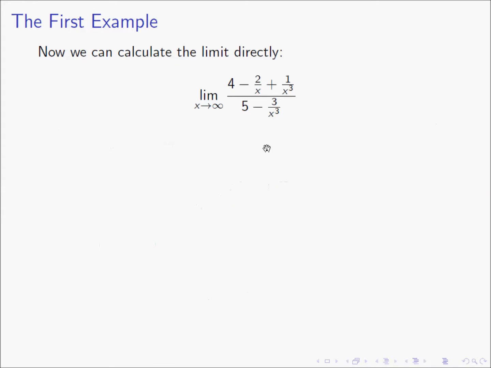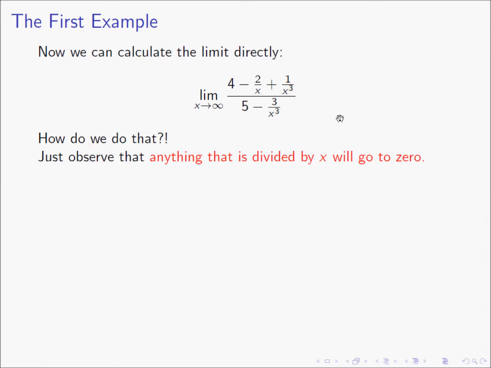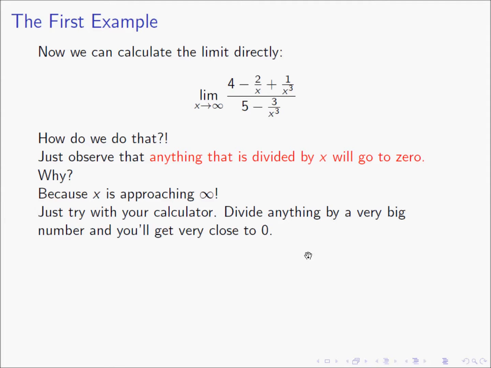Now we can calculate the limit of this function. How do we do that? We can observe that anything that is divided by x will approach 0. Why is that? Because x is approaching infinity. And you can test this with your calculator. If you select any number and then you divide it by a very big number, much bigger, you get something very close to 0. That means that anything that is divided by a very big number will approach 0.